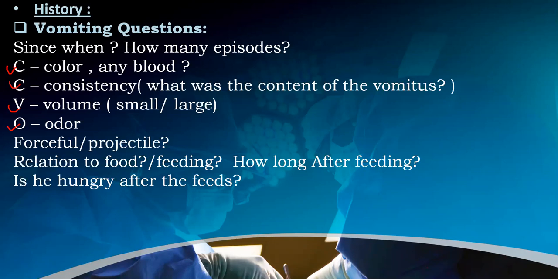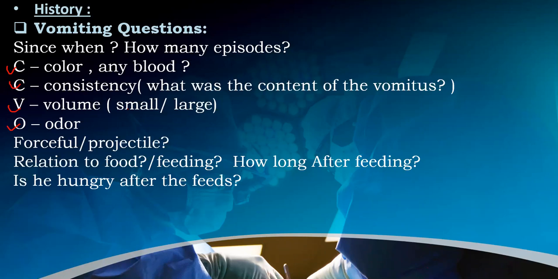So you can ask in the same mnemonic. So what's the color of the vomiting? Have you noticed any blood in it? Consistency means, is it thick or thin? For vomiting, consistency is not very important. You can ask, what was the content of the vomitus? Like what exactly came out? Is it the food? Is it just the breast milk? So what is the content of the vomitus?